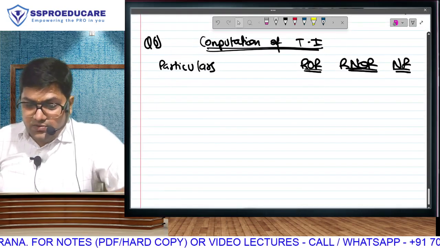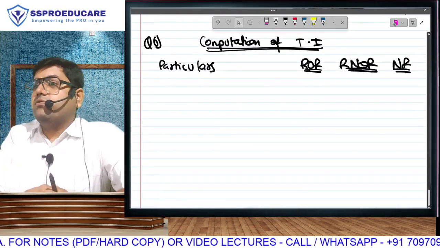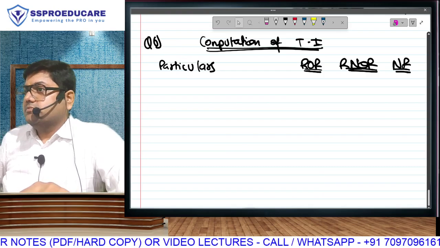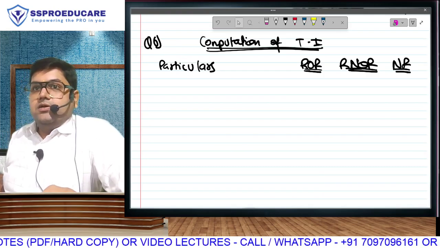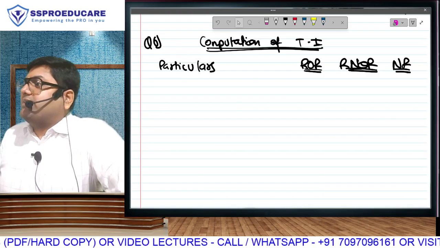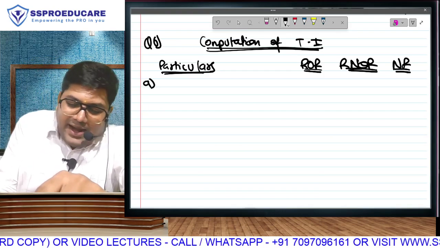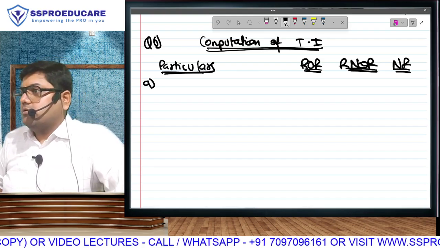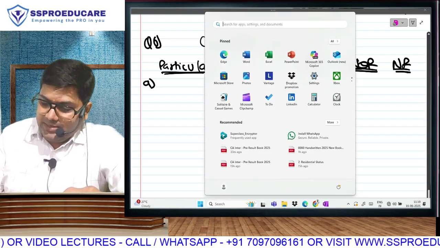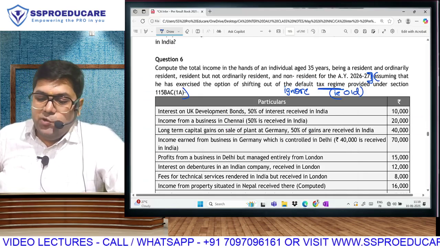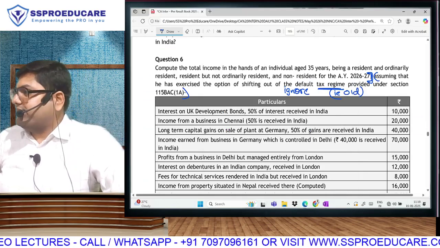A question that we are now doing, it can easily come for 8 to 10 marks. If they are asking all the 3 columns. Or if they want to keep the weightage 6 marks, they will ask only 2 columns. What we have to do is, in particulars, we will blindly copy what they have given. The name of the income. For example, the first income. Interest on UK development bonds, 50% received in India.